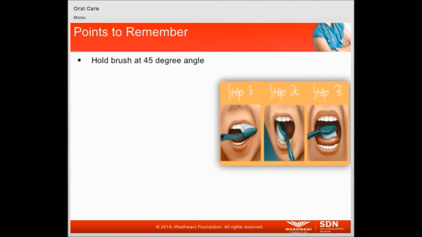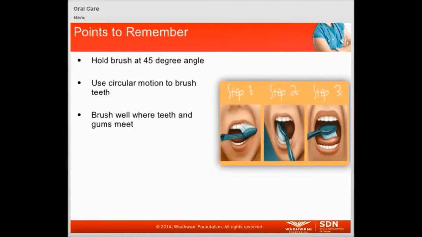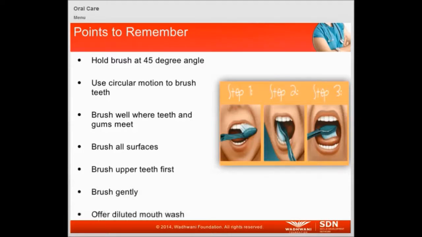You should hold the brush at a 45-degree angle. Use a circular motion to brush teeth. Brush well where teeth and gums meet. Brush all surfaces. Brush the upper teeth first. Brush gently. Offer diluted mouthwash.